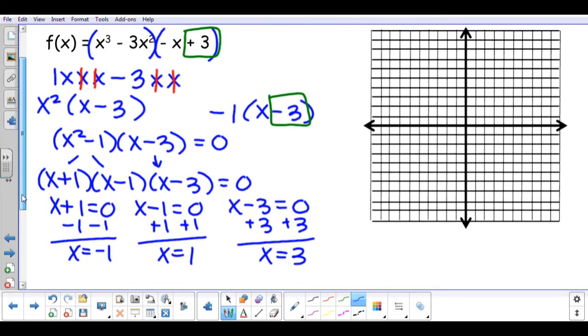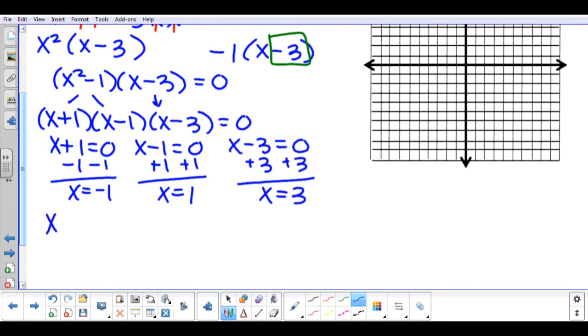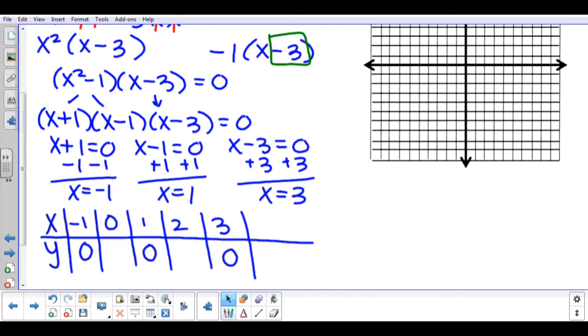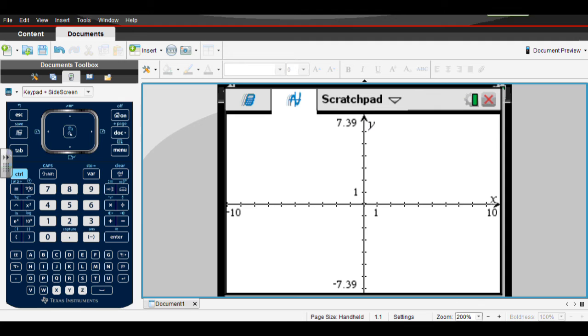So I'm going to create a table using these 3 numbers, and I'm going to go from the smallest, which is negative 1, to the largest, which is positive 3. So my x will start with negative 1, then 0, then 1, then 2, and then 3. I can already fill in the y coordinates for negative 1, 1, and 3, because they are going to have zeros for their y's. Now I'm going to graph the equation in our calculator to figure out the y's for 0 and for 2.